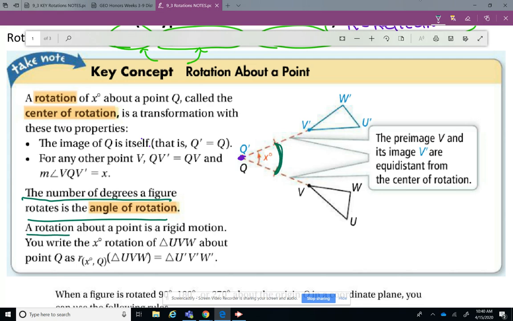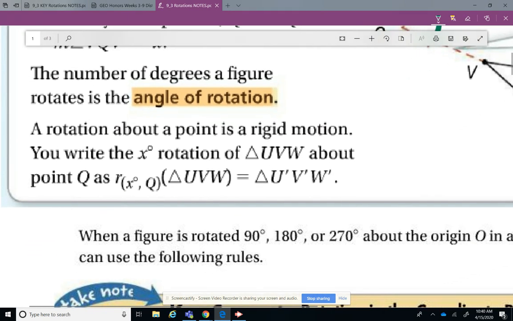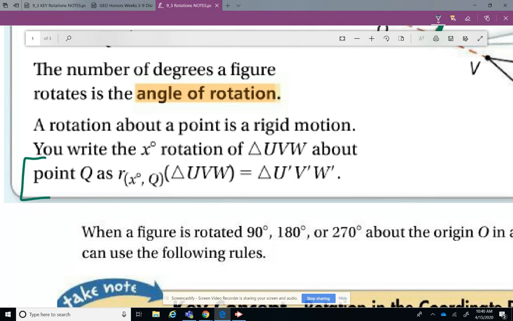All right, a rotation about a point is a rigid motion. We already said that. So now I'm going to show you how you would write this out. And I'm just going to kind of rewrite this part right here. Okay, if you're going to rotate X number of degrees about a point, and you're rotating a figure like triangle UVW, you're going to write it like this. I'm just going to walk you through it.